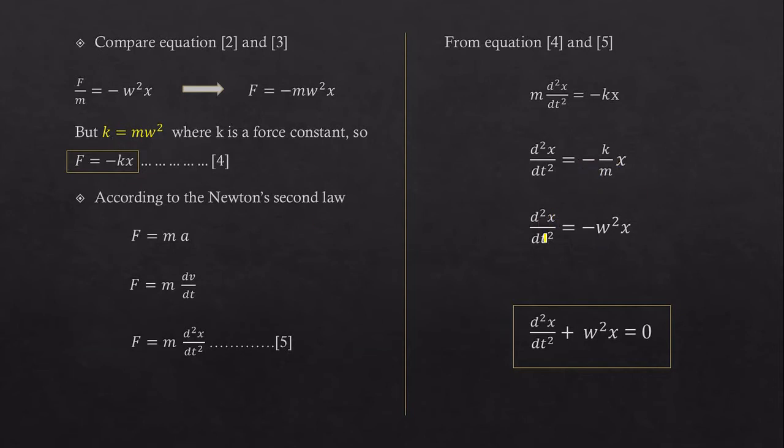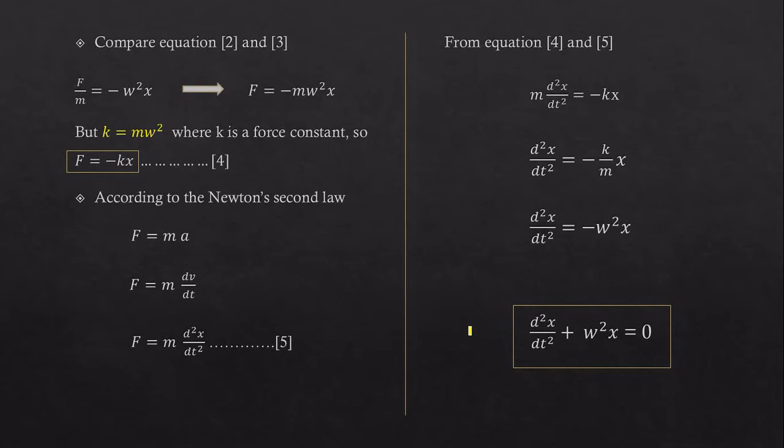So we are getting d square x by dt square is equal to minus omega square x. Now bring this term to the left side: d square x by dt square plus omega square x is equal to 0. This is our differential equation of simple harmonic motion. I hope all of you are with your pen and paper, noting down each and every equation, so we can use them in further theories, right?